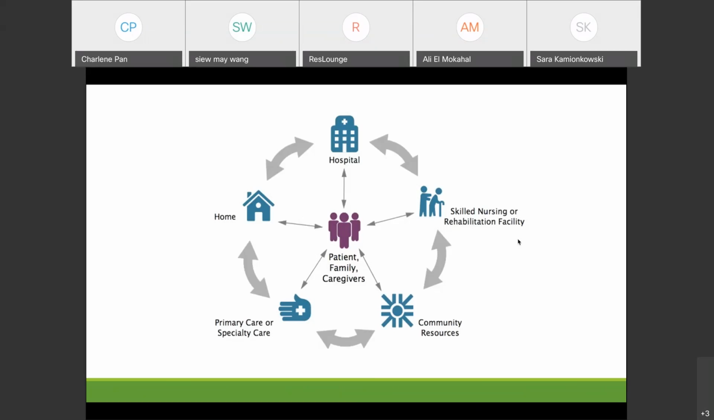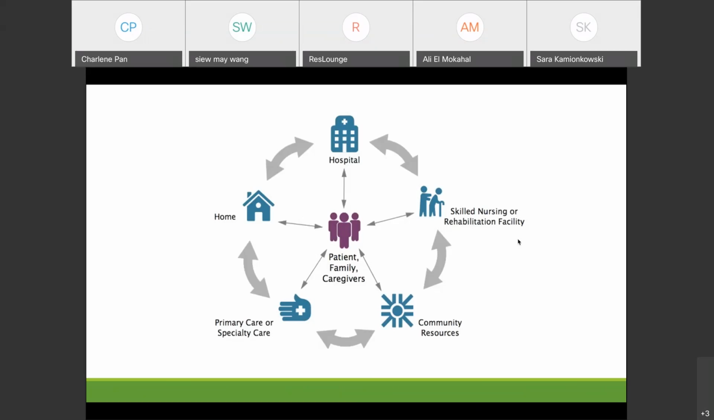Ineffective transition of care can also lead to increased mortality and morbidity, delays in receiving appropriate treatments or community support. So if a patient has a procedure done in the hospital, like a biopsy, and no one follows up on those results, and they do have cancer, they can miss out on treatment, okay?